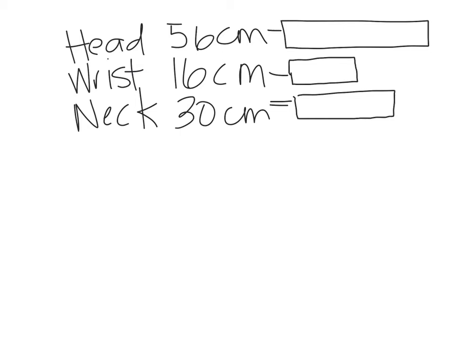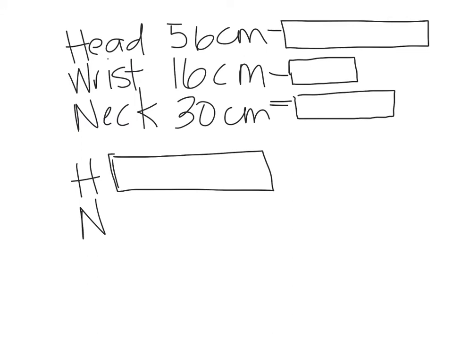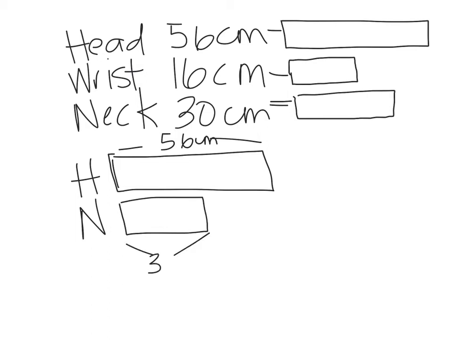Okay, so if I decided to compare the lengths here, let's look at that again. I'm going to compare the head to the neck. So I'm just going to write an H for head and an N for neck. So my head I'm going to draw as the longest bar. So again, I've labeled that as 56 centimeters. And my neck I said was 30. So I'm going to make that smaller. And that was 30 centimeters.